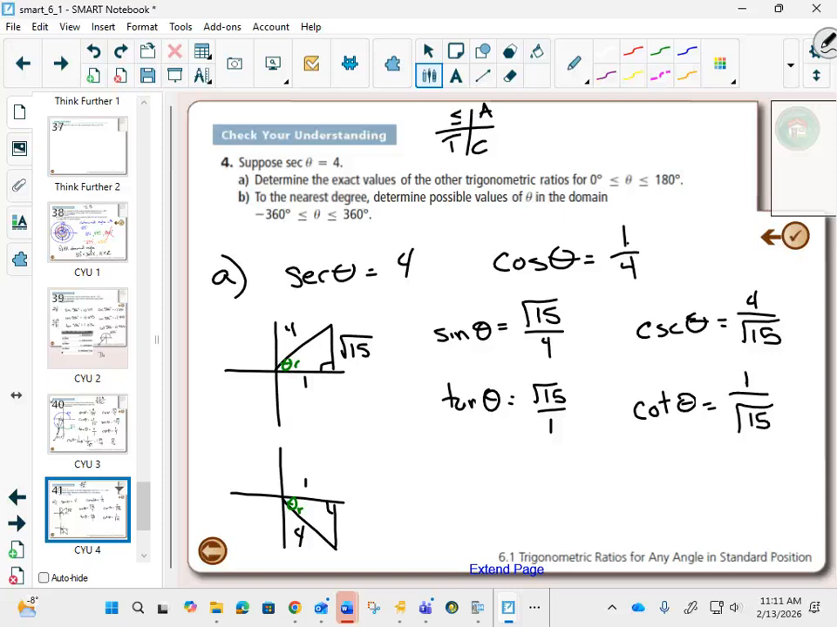So we discern the exact values, which means we don't put it into our calculator, we leave things with square roots. Again, you are allowed to leave square roots on the bottom, so you do not have to rationalize the denominator. And we have our answers. They'll all be positive, right? Because we're in quadrant 1. If we included quadrant 4, some of them would possibly also have to be negative.